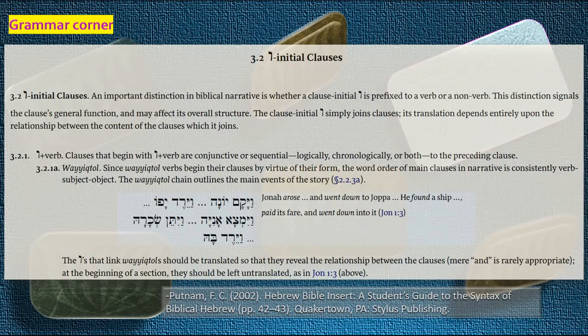The biggest thing to drive home is to be flexible with your Vav, all right? If it's attached to a verb, then you be flexible and see what makes more sense in the English. So in this case, we have Vayakam Yona. Okay, so this is from the book of Jonah, right?